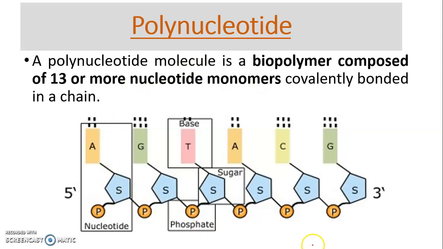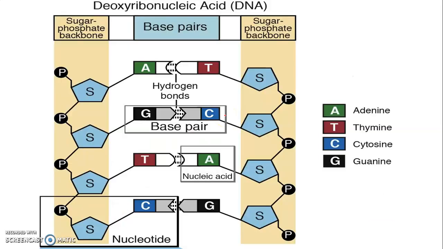Then next we discuss the polynucleotide. Here is the polynucleotide chain. The nucleotide has a phosphate molecule, a pentose sugar and a nitrogen base. More than 13 nucleotides are connected to each other by phosphodiester bonds, and that makes one polymer structure of nucleotides. It's called the polynucleotide. Poly means more number of a particular thing, and that makes a polynucleotide compound.